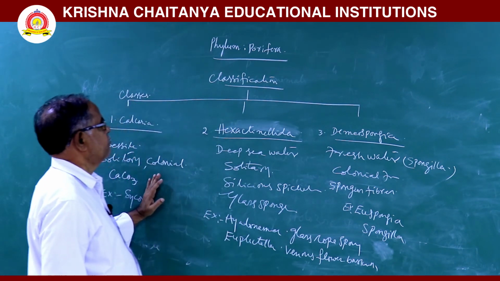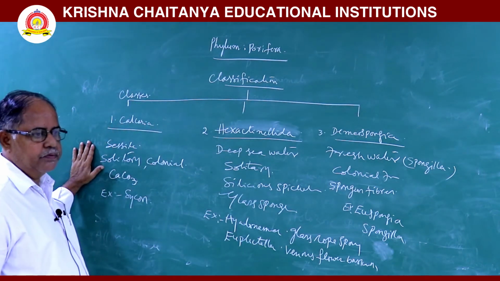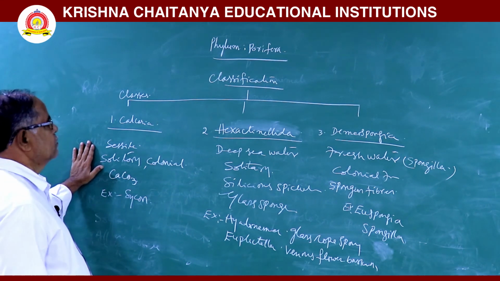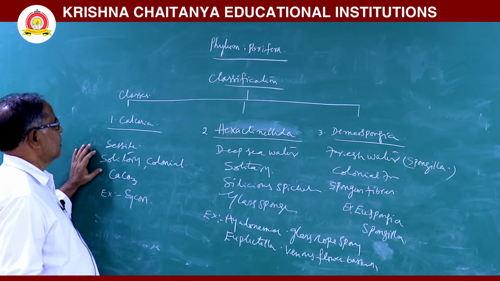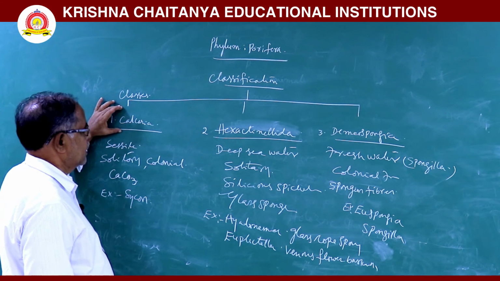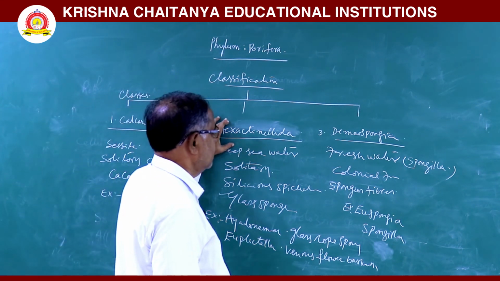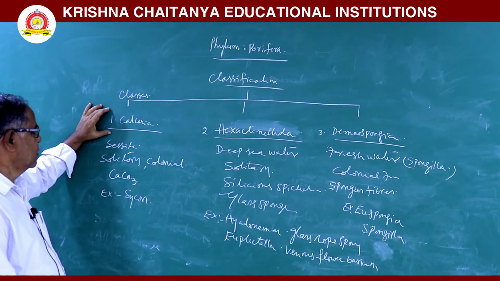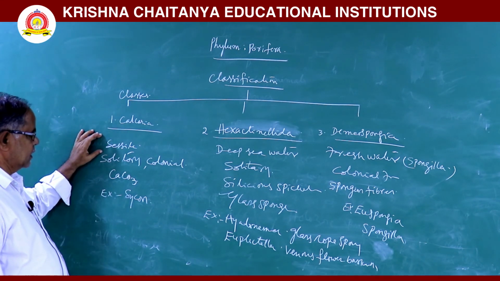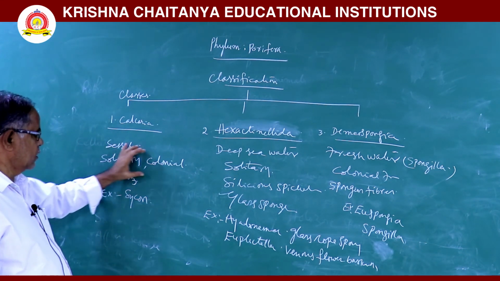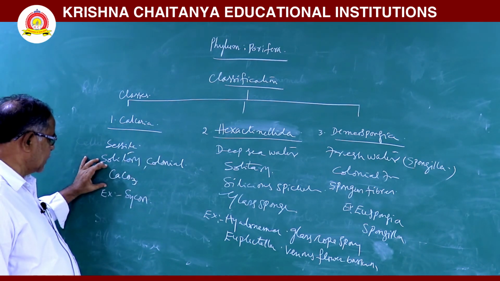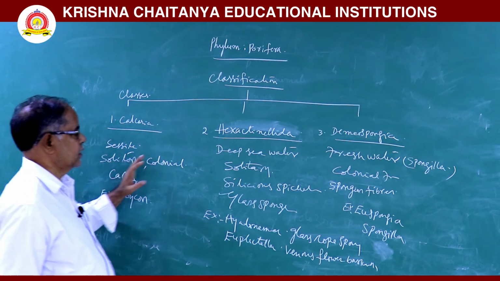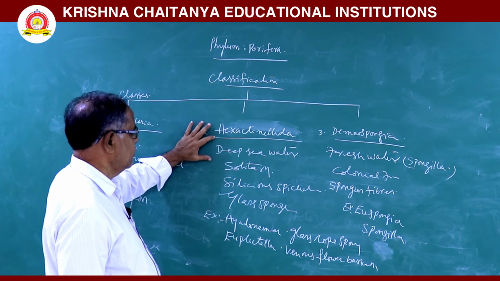This is the classification of porifera. The classification of porifera is done based on the formation of spicules. The phylum porifera is further classified into three classes. One is Calcarea, second one is Hexactinellida, third one is Demospongia. Next, Calcarea live in shallow sea water. They are sessile. Some are solitary, some are colonial form. Here spicules are made up of calcium carbonate. Next example, Sycon, Leucosolenia, Grantia, like that.